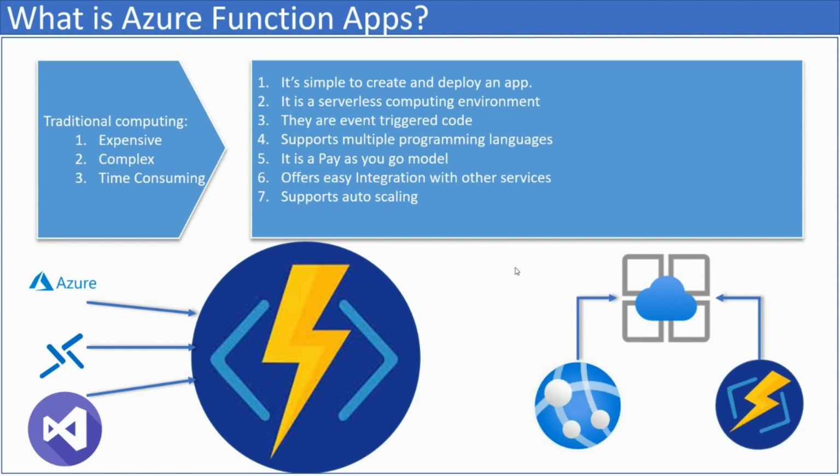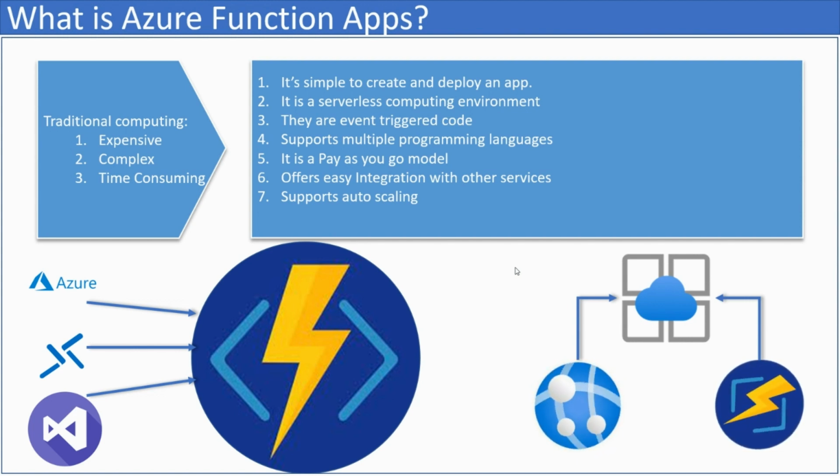Using Azure Function Apps, you can leverage various advantages. Number one, it is simple to create and deploy an app in a quicker time frame. You can use three different ways to create an Azure Function App: the Azure Portal, a command line interface, or Visual Studio to develop an Azure function and deploy it into Azure. So it is not a time-consuming affair, and you can do it in a matter of a few minutes to a few hours.